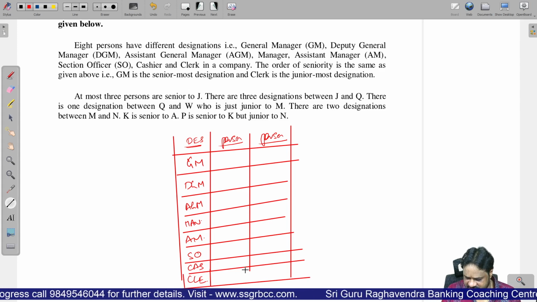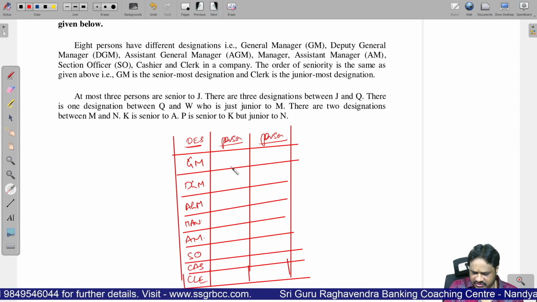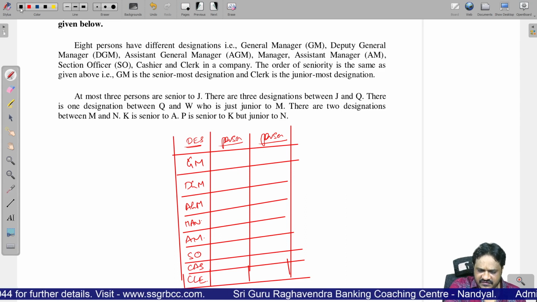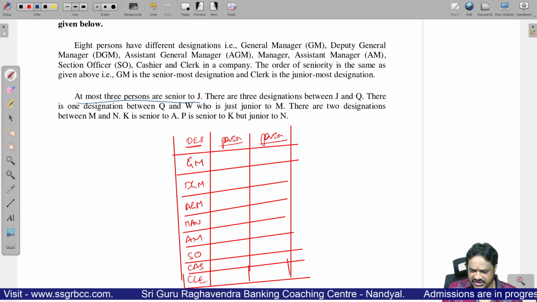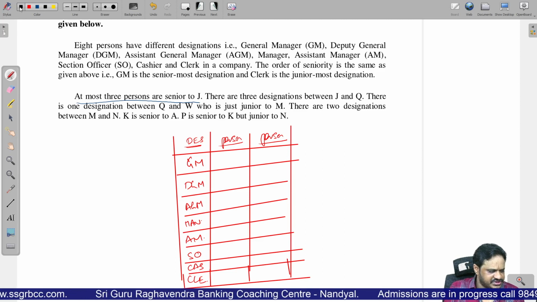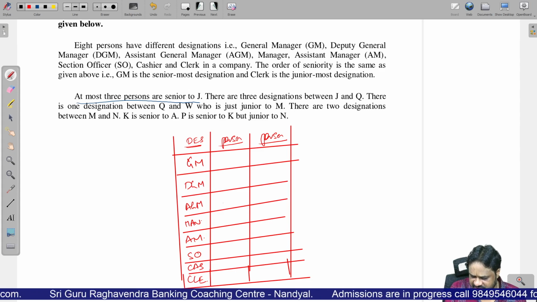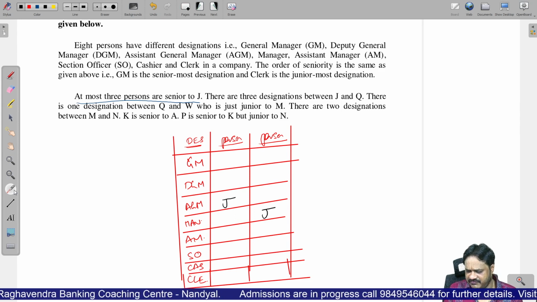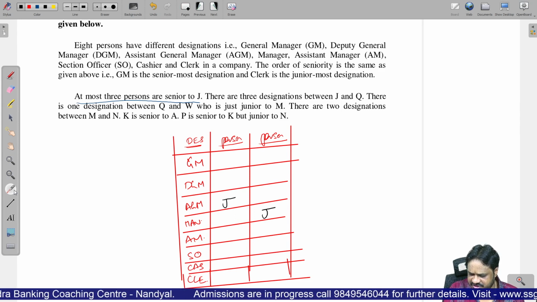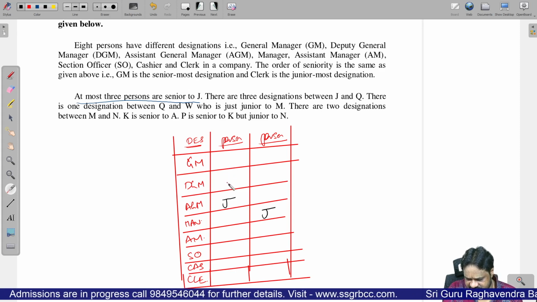Okay, now let us see this one. We are going to do it in two possibilities. First one, at most 3 persons are senior to J. So maximum 3 persons should be senior to J. That means J can be the most senior, or J can be second senior, or J can be third. Maximum 3. You can't write J here.